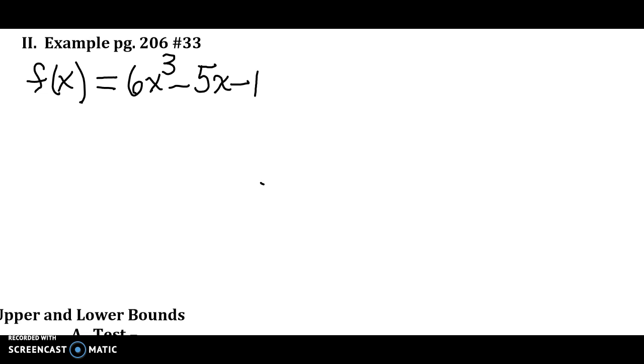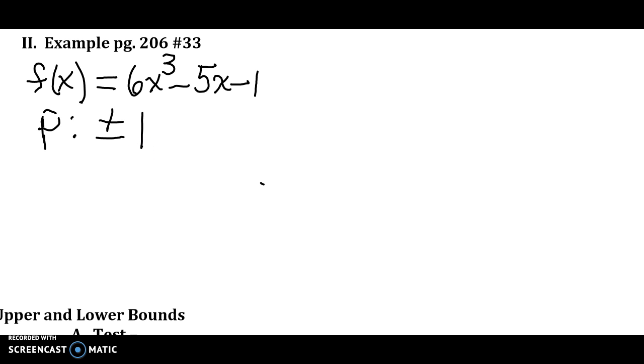You take your polynomial, like in number 3 on page 206, which is 6x cubed minus 5x minus 1, and you make a list of all the factors of the constant. So in this equation, p is equal to -1. So all the possible factors for p are going to be plus or minus 1. You have to include the negative as well as the positive factors.